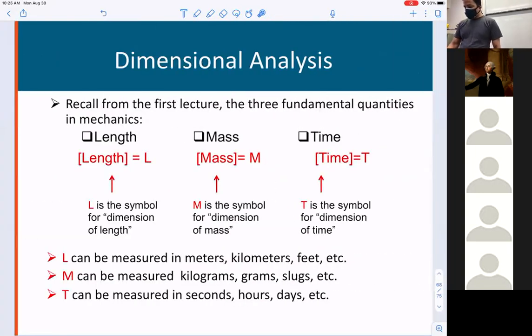These dimensions, length, mass, and time, can be measured in different units. Length can be measured in meters, kilometers, feet, etc. And same thing for mass and time. So this is the difference between units and dimensions. In some sense, the dimension of an object is telling you its character, like its length or its length over time. And then when you say meters per second or meters, then you're specifying units in which you are talking about that quantity.